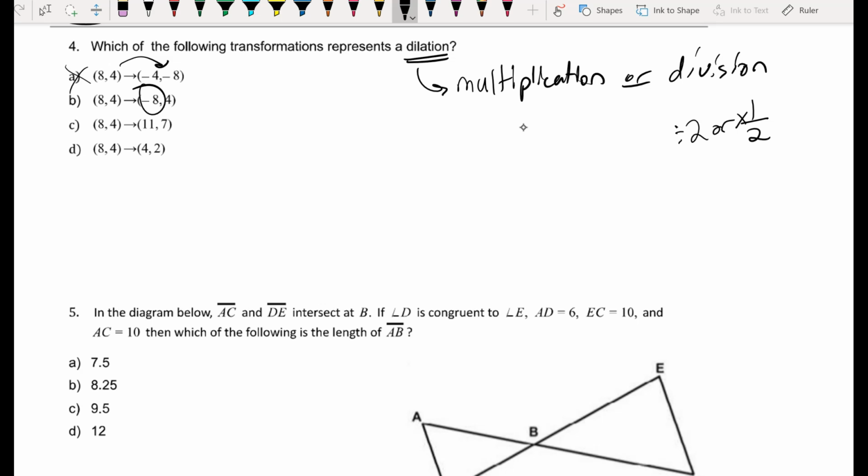Now, this looks like a swap, so that's not a dilation. This is just switching a sign, but you're not multiplying both of them by it. This looks like you added 3 to the 8 and added 3 to the 4, so that's not going to work. But here to get from 8 to 4, you can multiply by 1/2, and to get from 4 to 2, you can multiply by that same constant scale factor. So the scale factor to get from 8,4 to 4,2 must have been 1/2.